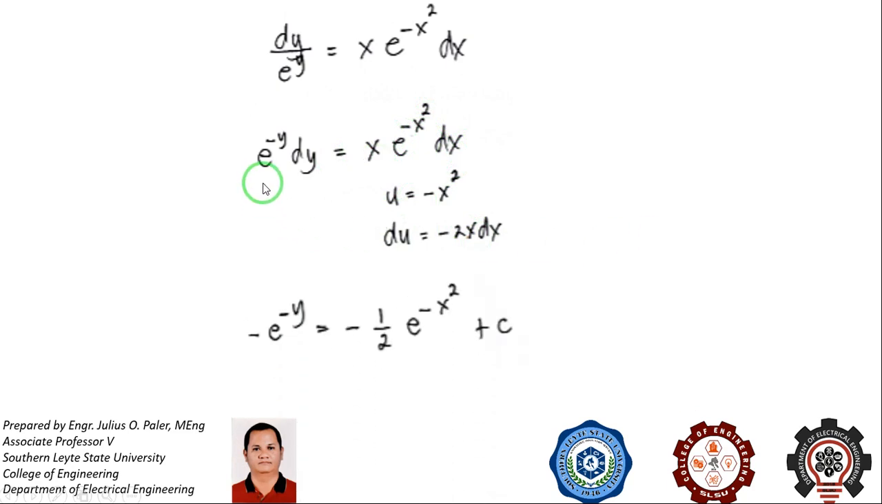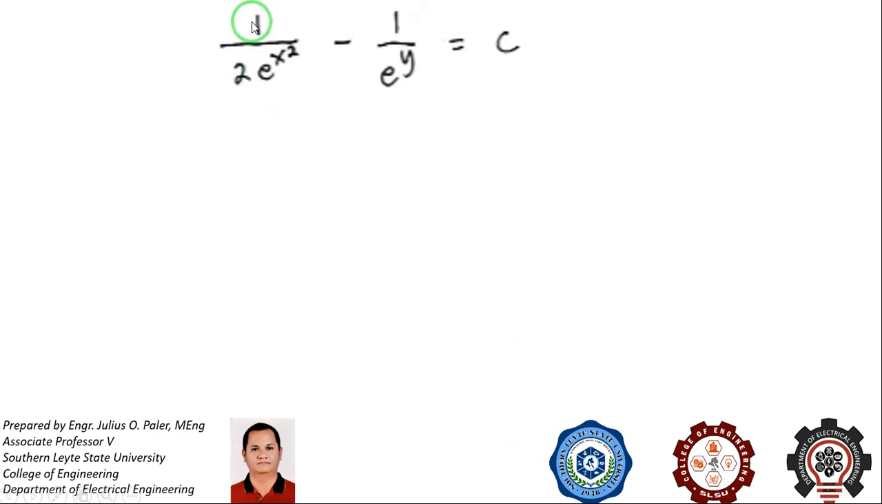So integrating, the integral of e to the negative y dy is negative e raised to negative y. And the integral of this one is negative 1/2 e to the negative x squared plus c. Okay, so I hope you already understand why we have a negative 1/2 here. As I've said, this is the correcting factor that we need to multiply to the right side of the equation in order for this term to be integrable. Now simplifying, we have 1 over 2 e raised to x squared minus 1 over e to the y.